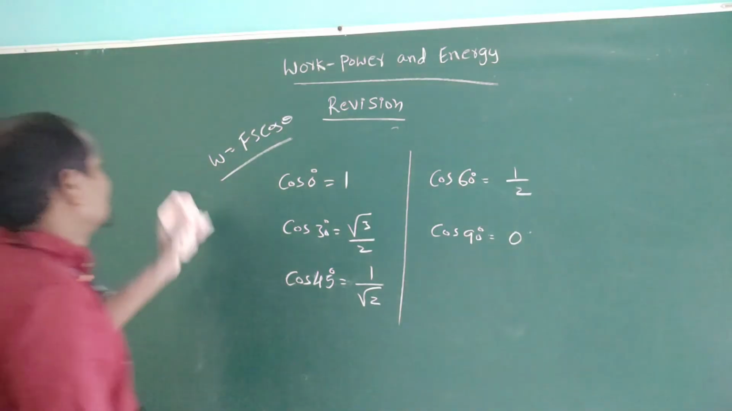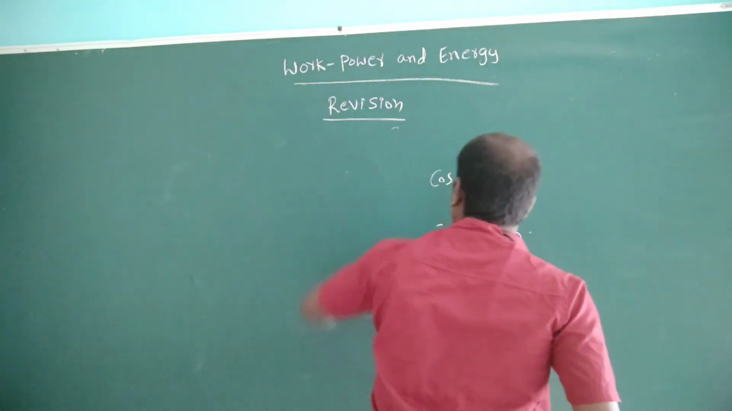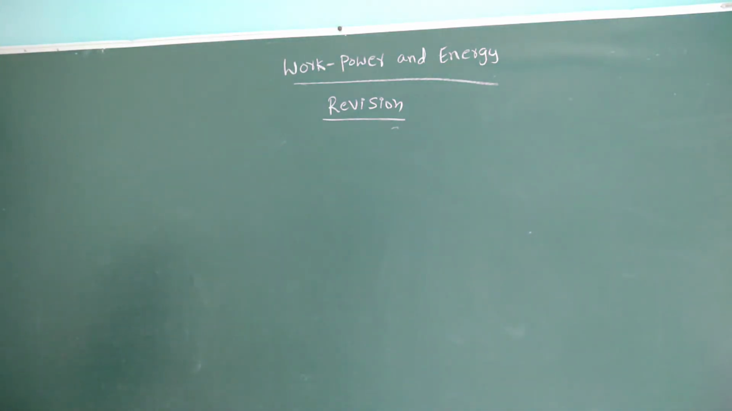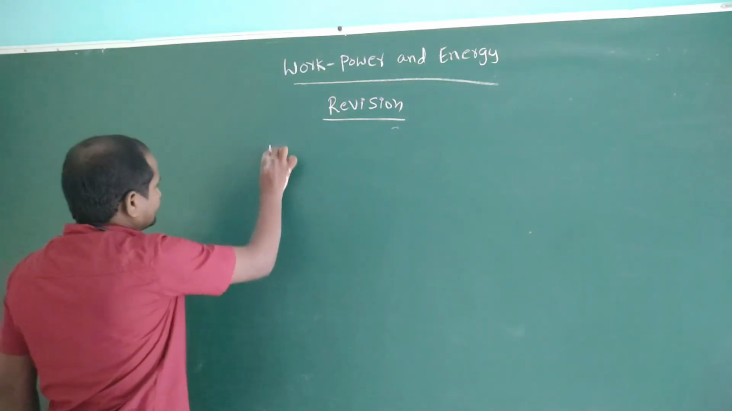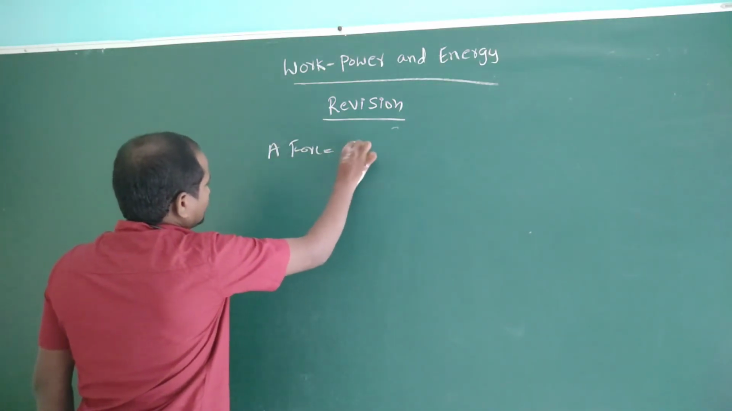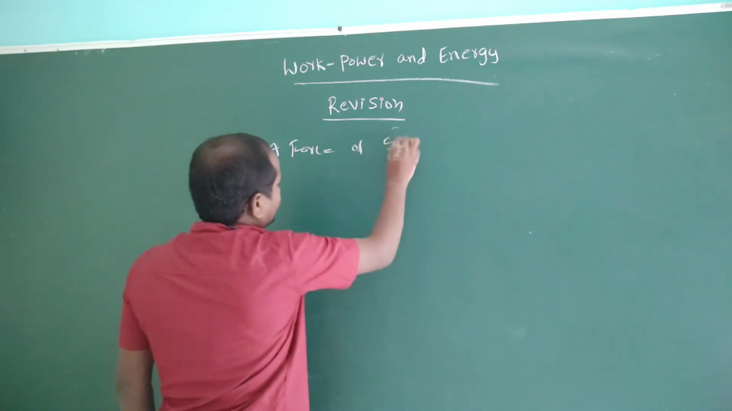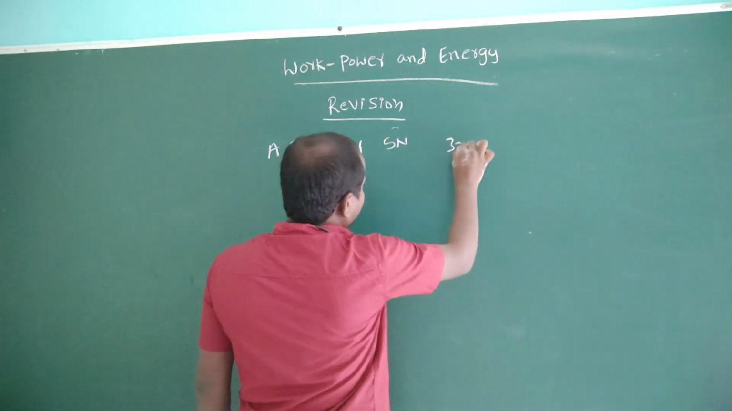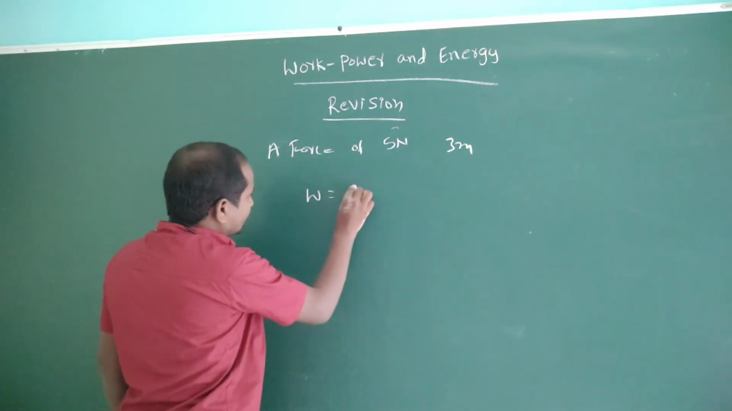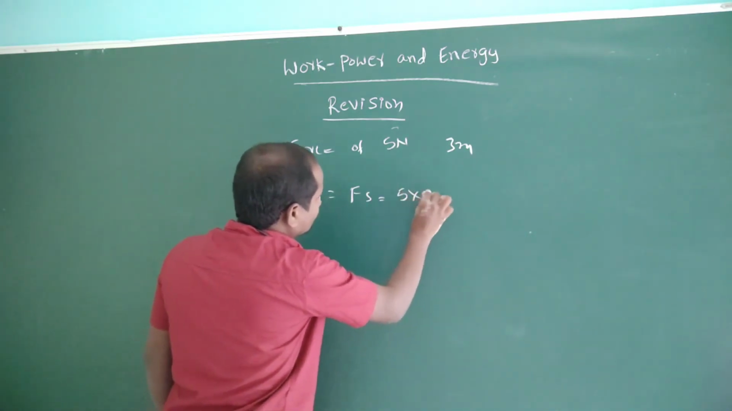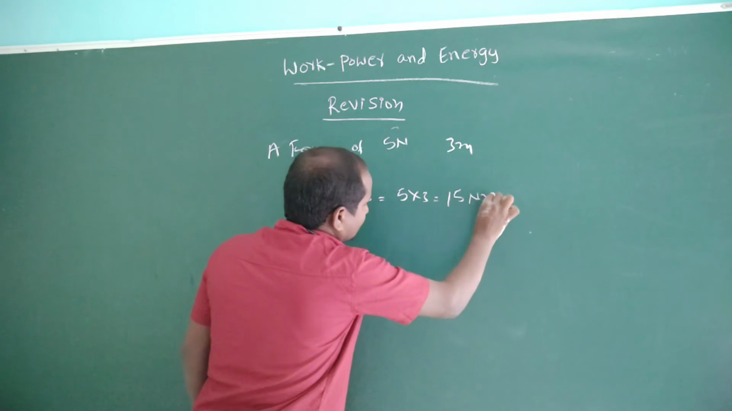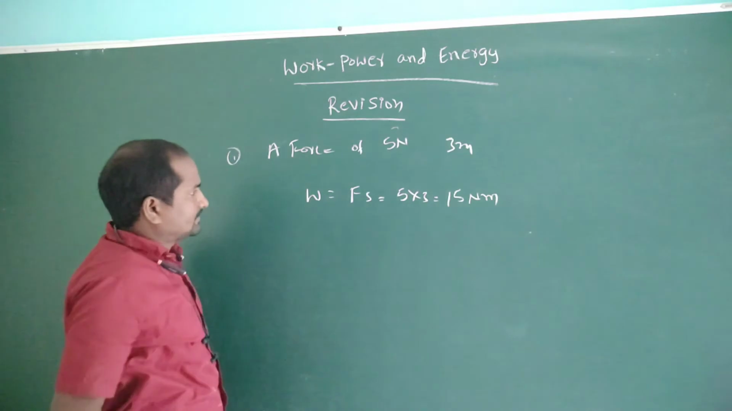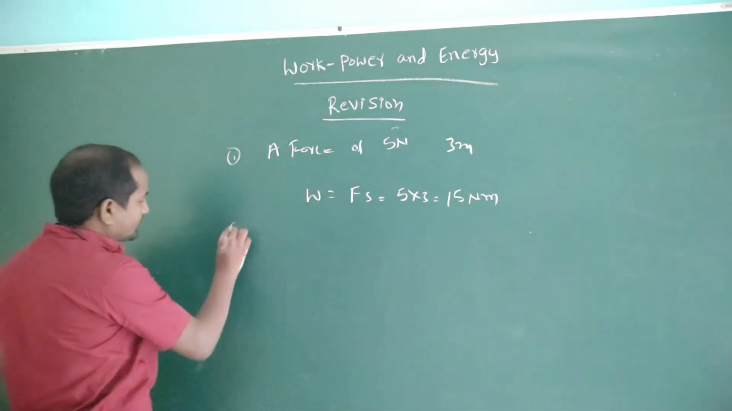Okay, I will explain one problem for work done. A force of 5 newtons acts on a body. The body gets a displacement of 3 meters. Then work done is equal to F into S, that is 5 into 3, which equals 15 newton meter. This is the work done.